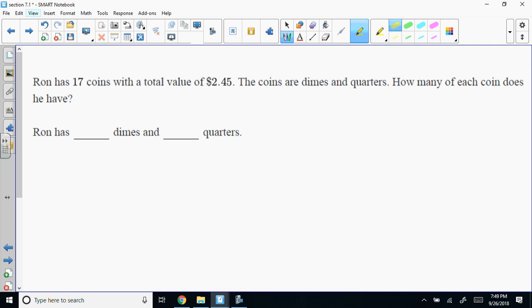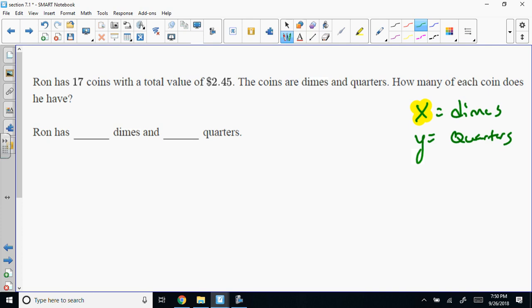All right, so the most famous system of equations problem is the coins, right? So Ron has 17 coins with a total value of $2.45. The coins are dimes and quarters. How many of each coin does he have? So first things first. X and what? We're going to make X dimes and Y is what? Quarters. First things first. Got to do that, right?